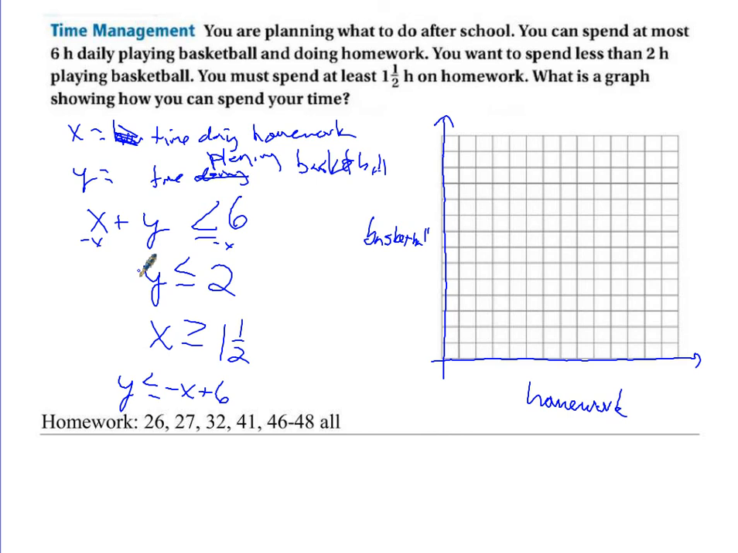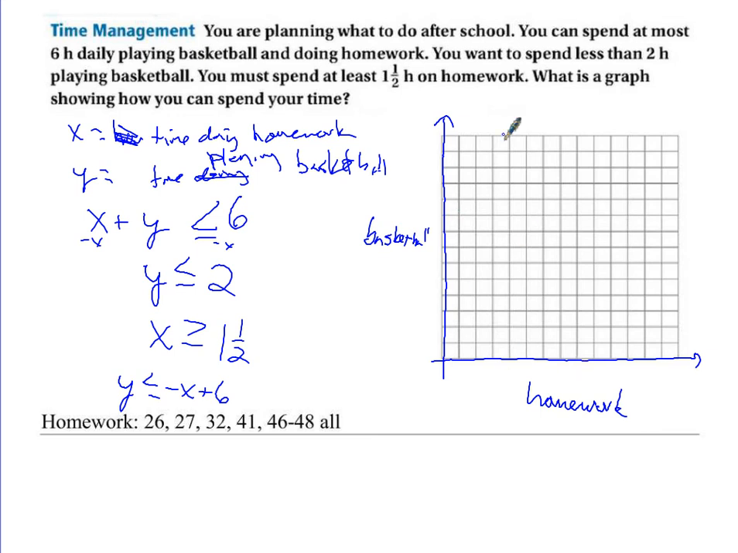This one is going to be what kind of line? It's solid for sure, but this one's horizontal, and this one is vertical. And notice that this one's going to be going through 2, and this one's going to be going through 1 1/2. With my intercepts here, I have to have at least 6 here and at least 6 here.